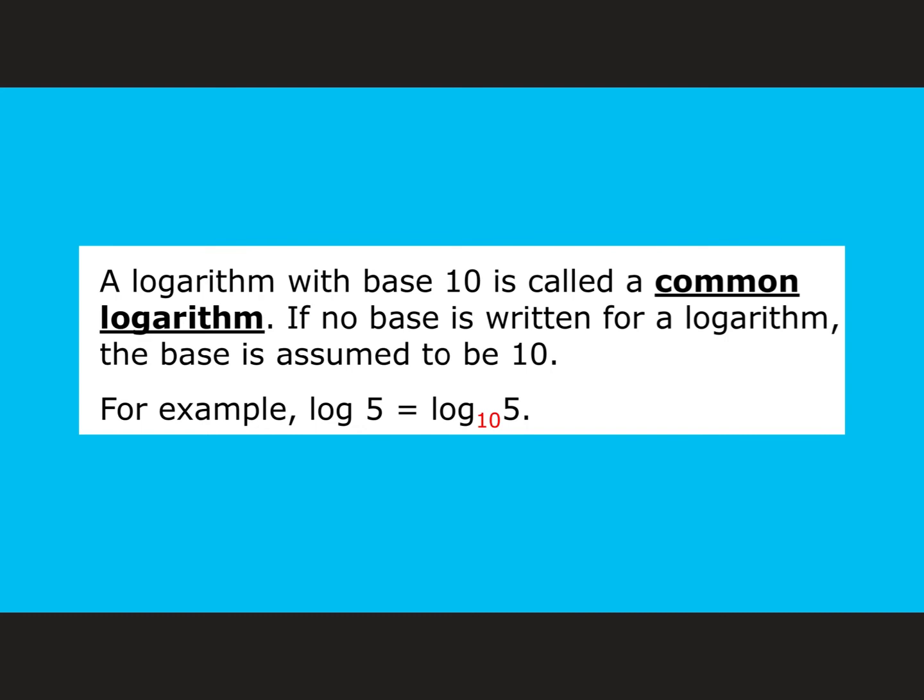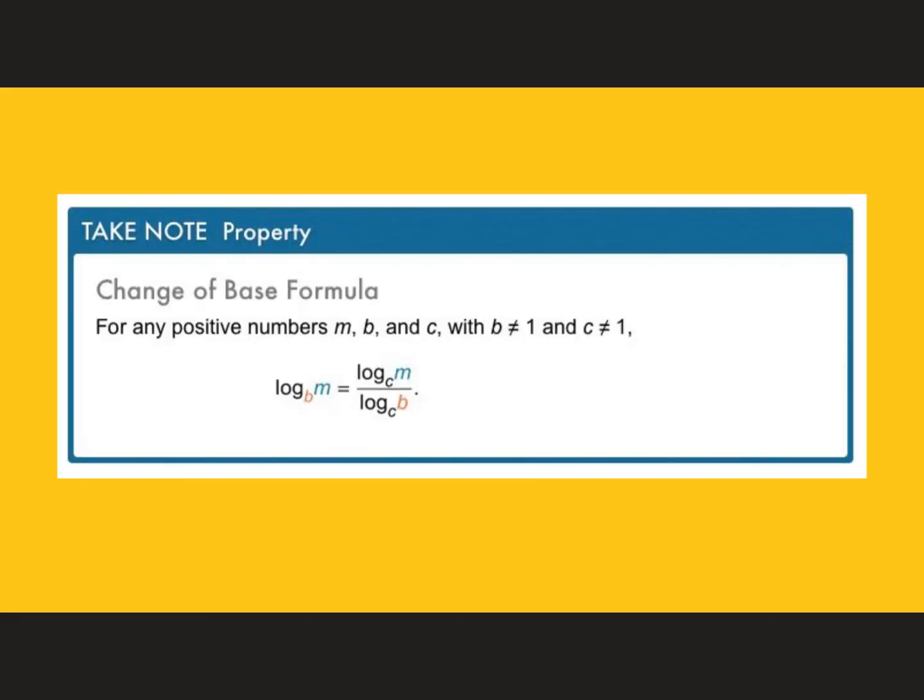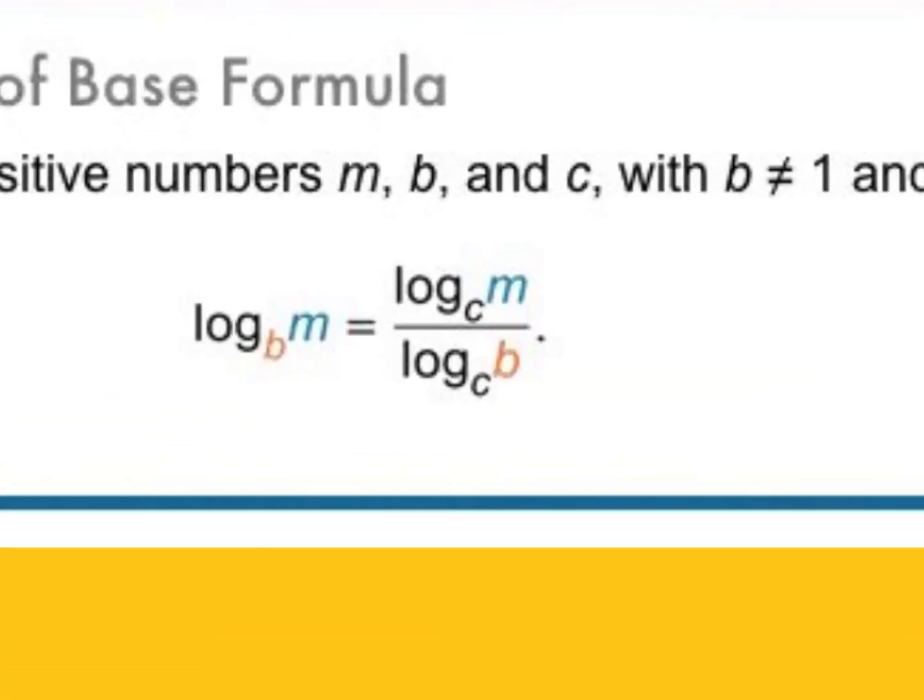Some people's calculators, you're able to change the base. Some you're not. So calculators just think that every log is a common log. So we have a formula to put our logs in our calculator by making them common logs. This is called the change of base formula. For any positive numbers m, b, and c, when b is not 1 and c is not 1, we can change the base of our log. So it would be log of m divided by log of b.